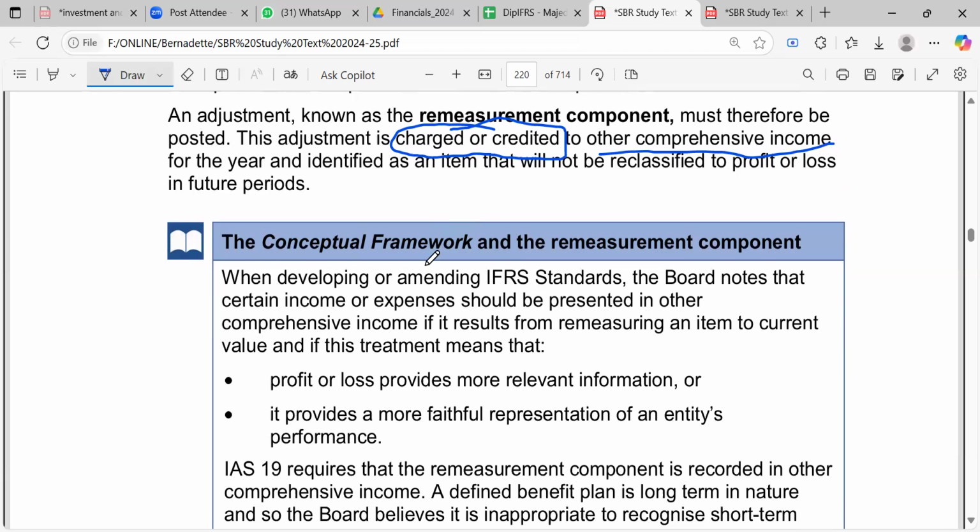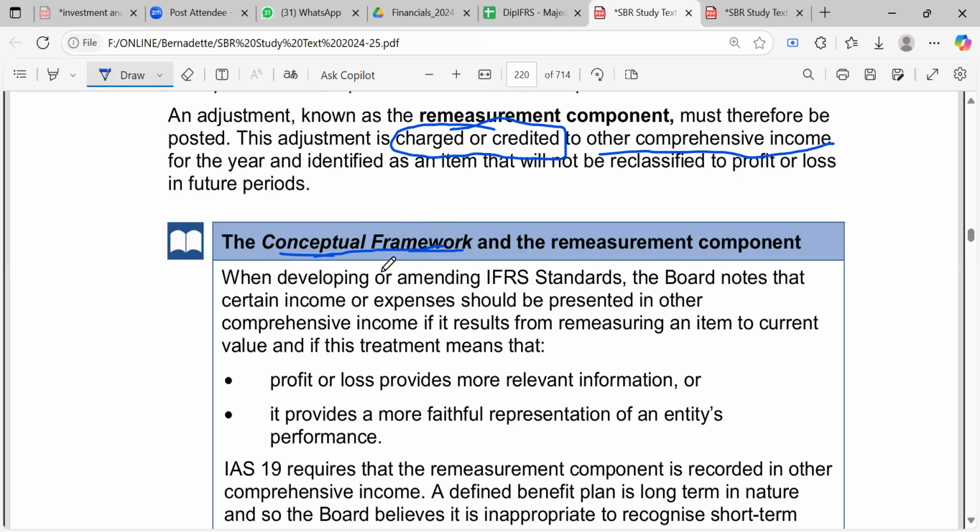But like you say, this doesn't matter here, especially for your case of diploma in IFRS, right? The concept of framework and the remeasurement. We say that when developing the standards, the standards override the conceptual framework. The conceptual framework is just the basis on which the standards are prepared.